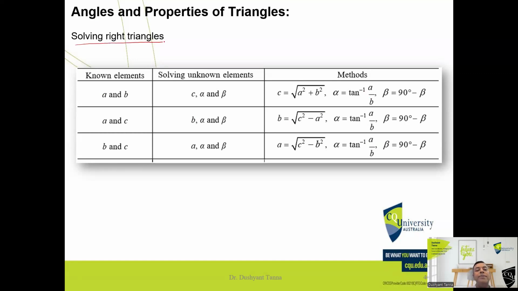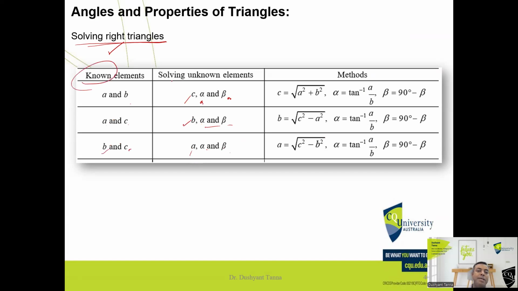When we say solving the right triangle, that means finding the unknown. So how many unknowns are there? There are 3 sides and 3 angles, 6 elements of a triangle. But when you talk about a right triangle, you already know one of the angles is 90 degrees. So there are 2 unknown angles, alpha and beta, and 3 sides, A, B, and C. If you are given A and B, you have to find the third side and 2 angles. If you are given A and C, you find the third side and angles alpha, beta. If you are given B and C, you find the third side and 2 angles alpha, beta, right?